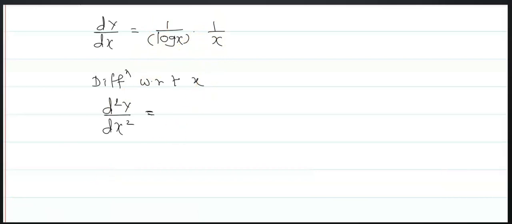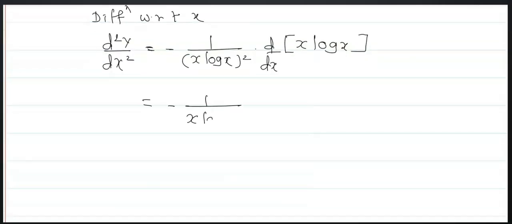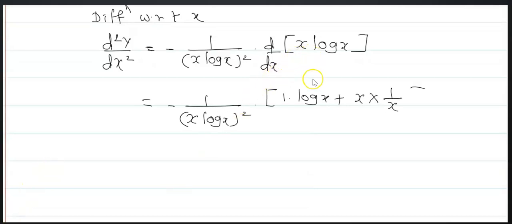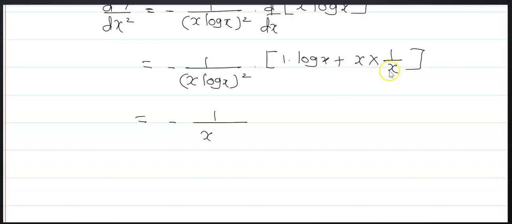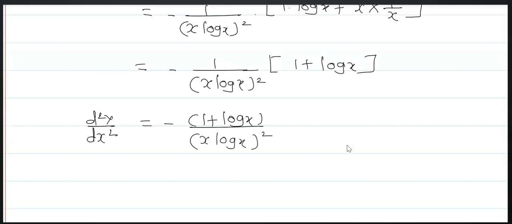D2y by dx square is minus 1 upon x log of x bracket square into d by dx of x log of x. What is the derivative of x? It is 1. Log of x plus x into derivative of log of x, which is 1 upon x. This x cancels. And in bracket you are getting 1 plus log x. Therefore, d2y by dx square is equal to minus in bracket 1 plus log x upon x log x bracket square.